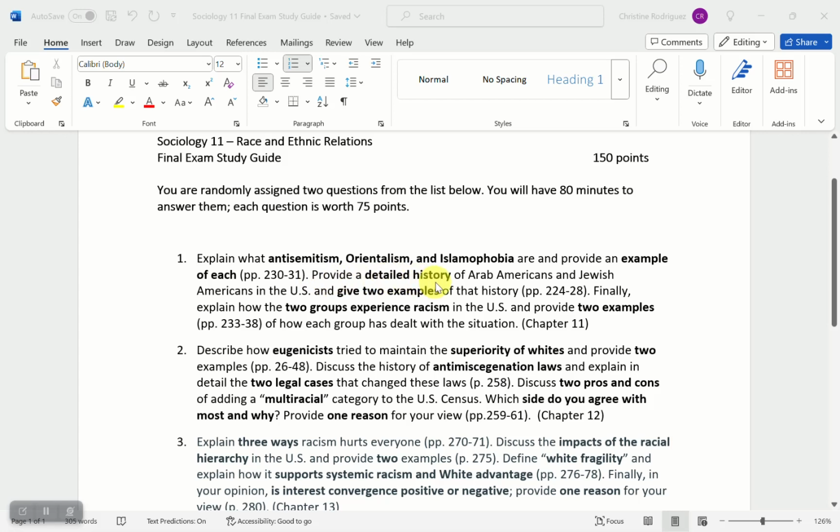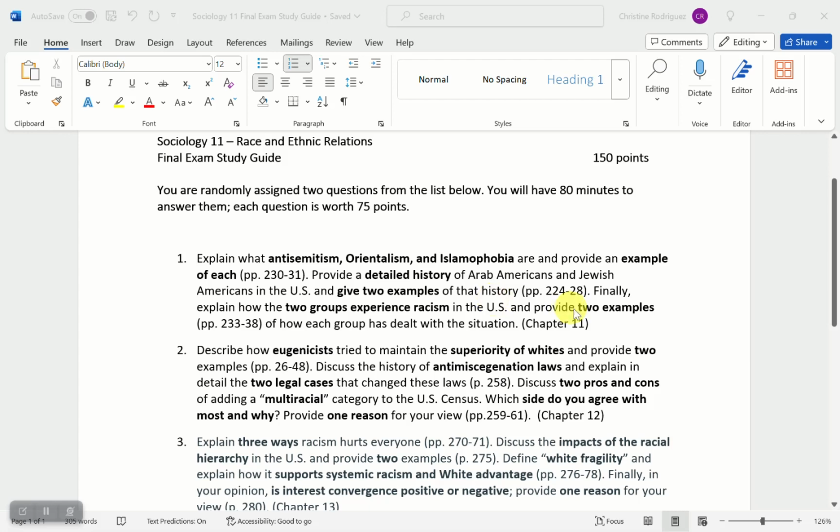Provide a detailed history of Arab Americans and Jewish Americans in the US and give two examples of that history. Okay, so in the textbook, it does give some history of each of these groups before they got to the US, but I want you to just focus on the US, okay, just the history of these two groups in the US and two examples as you discuss this.